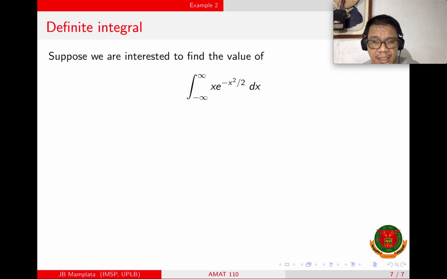From here, pwede pa rin mag-work yung f of x equals 1 natin. Kung ang f of x mo ay equal to 1, take note of this, yung magiging h of x natin ay yung buong integrand natin, x e to the negative x squared over 2.